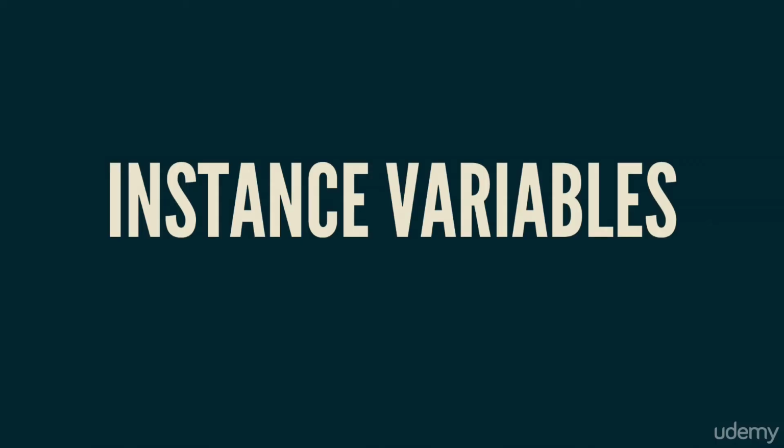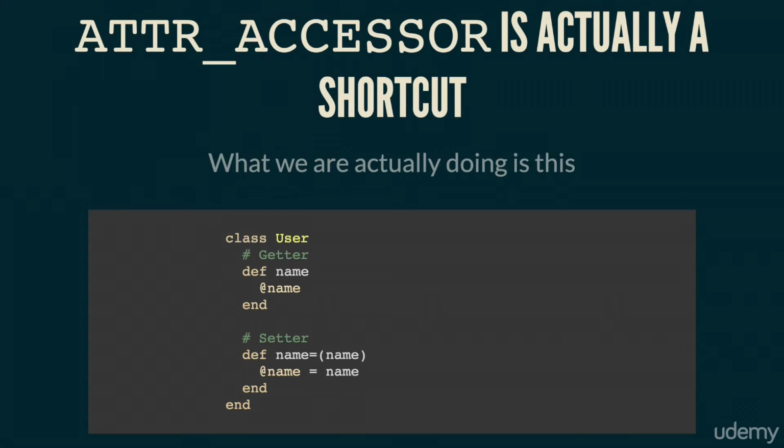Right back at the beginning of our course, we learned about variables. And variables were used to store a piece of information temporarily. So for example, a string or a number. But in an object, we have a particular kind of variable. This is known as an instance variable. In order for us to understand instance variables and how they're useful, we must first break down what attr_accessor is doing and understand the attributes of our object.